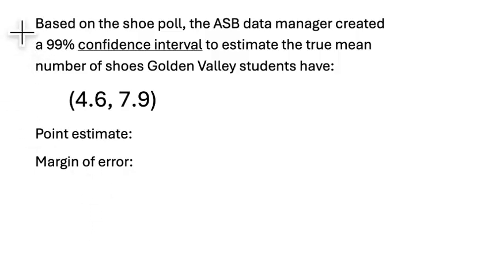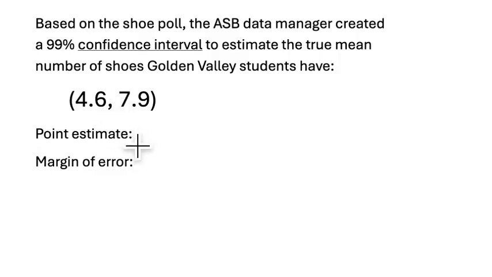So let's take a look at this one. Based on the shoe poll, the ASB data manager created a 99% confidence interval to estimate the true mean number of shoes Golden Valley students have. So here we have a confidence interval, and the true mean number of shoes, we are 99% confident, is somewhere between 4.6 and 7.9 pairs of shoes.